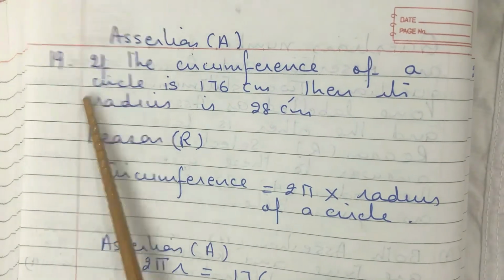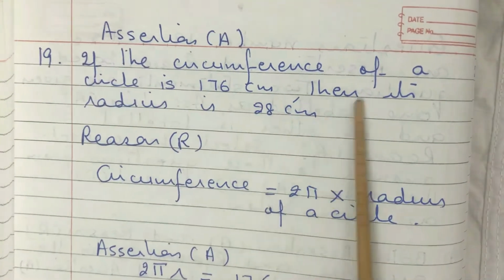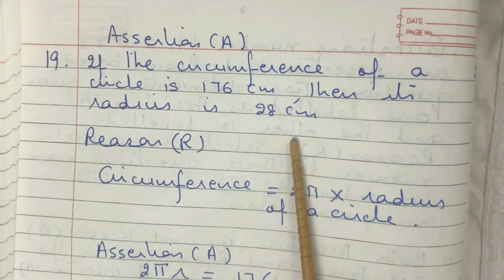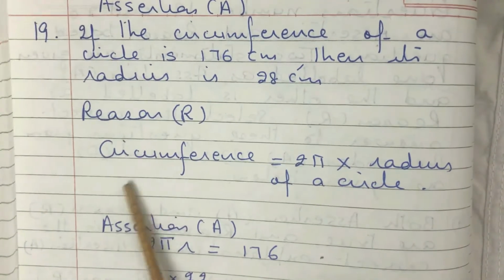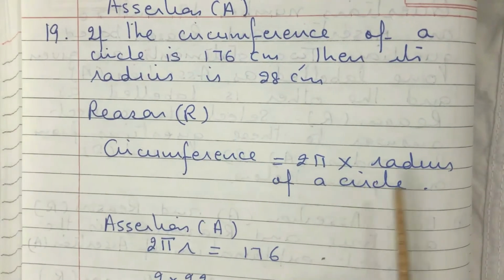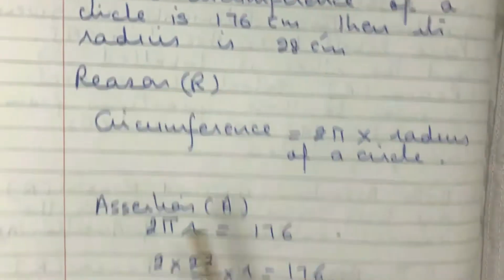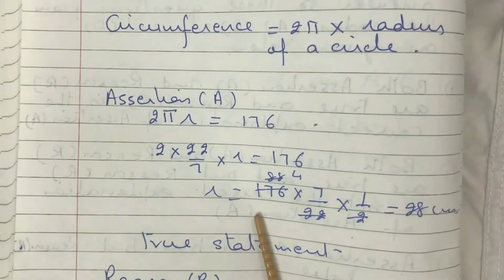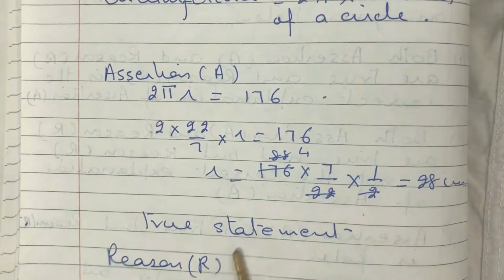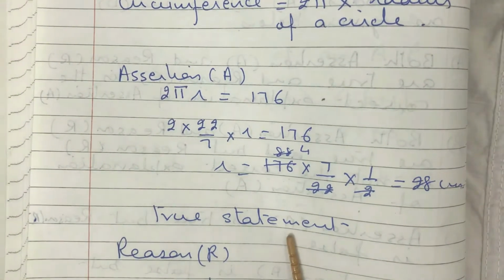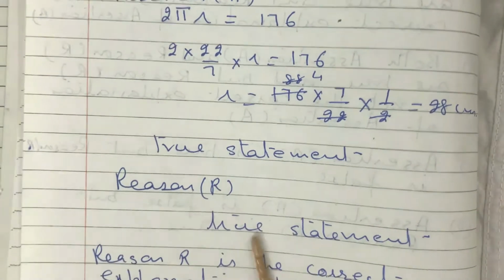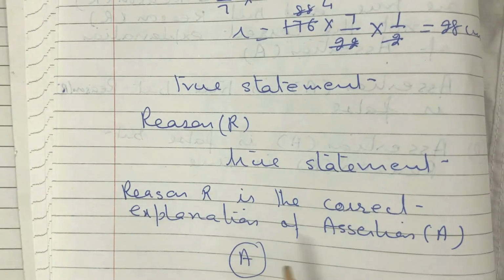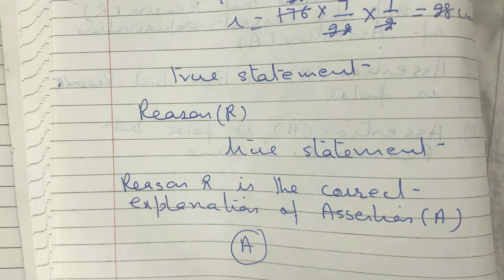Now the 19th question. Assertion A: If the circumference of a circle is 176 centimeter, then its radius is 28 centimeter. Reason R: Circumference is equal to 2 pi into radius of a circle. Now assertion A, 2 pi r is equal to 176. Find the value of r, that is equal to 28. So that is a true statement. So assertion A is a true statement. Reason R is again a true statement. Now reason R is the correct explanation of assertion A. So A is the option.